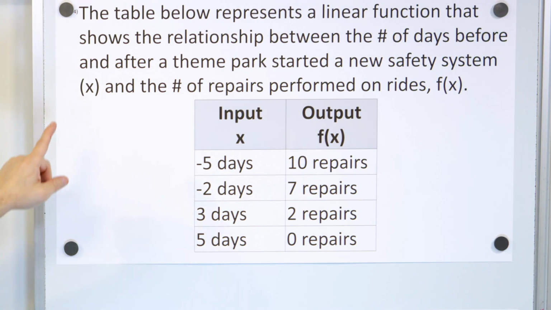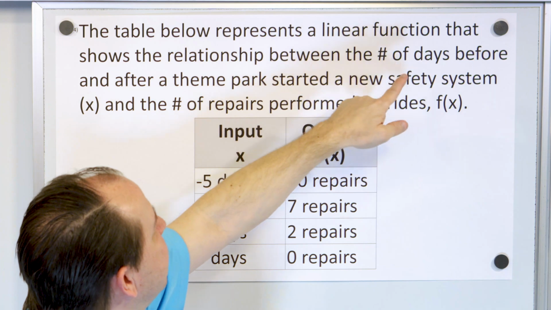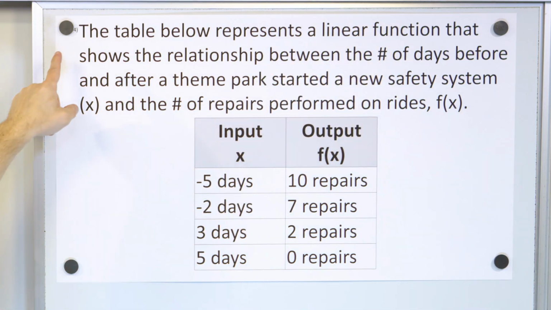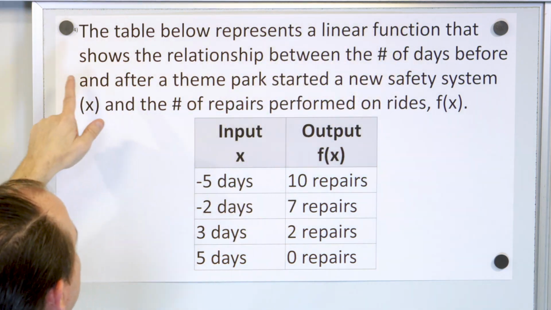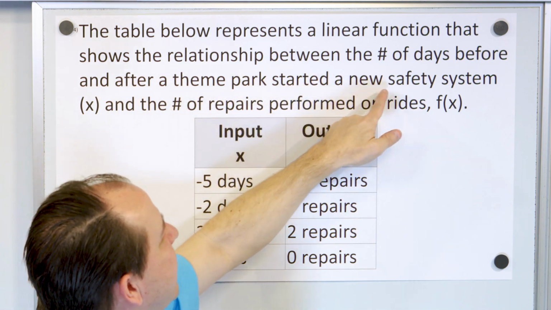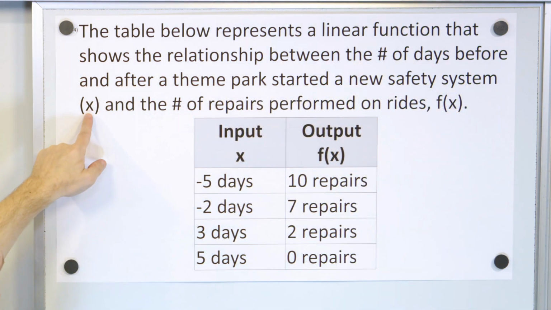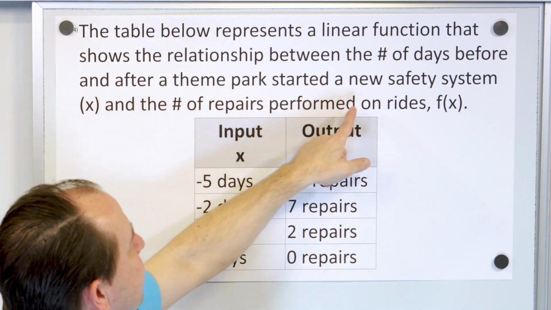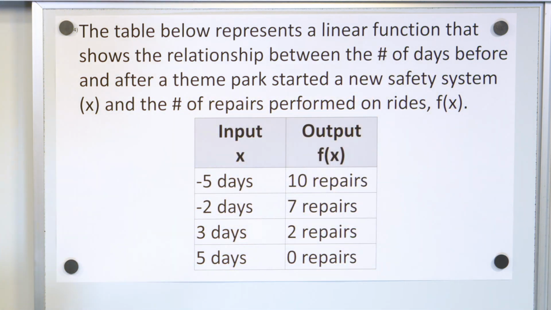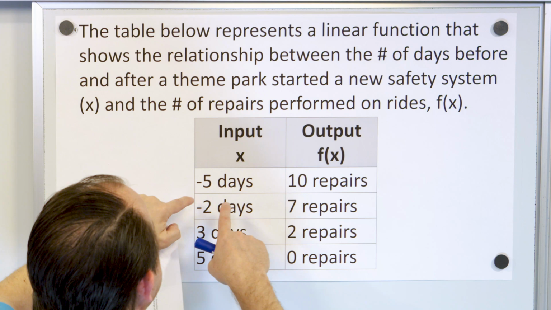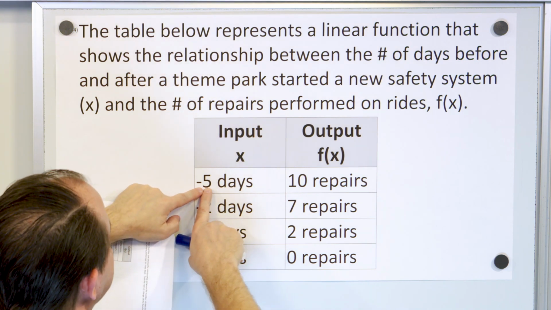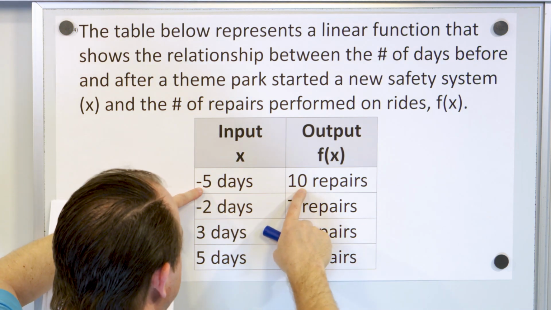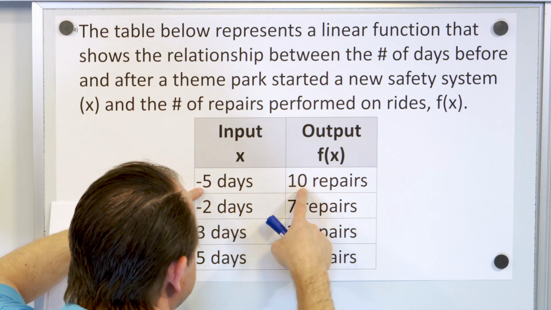All right, here's our final question. The table below represents a linear function, that's a line, and shows the relationship between the number of days before and after a theme park started a new safety system, x, and the number of repairs performed on rides, f of x. What this is basically telling you is that 5 days before any kind of safety system was implemented, we had to do 10 repairs because we hadn't put the safety system in place.